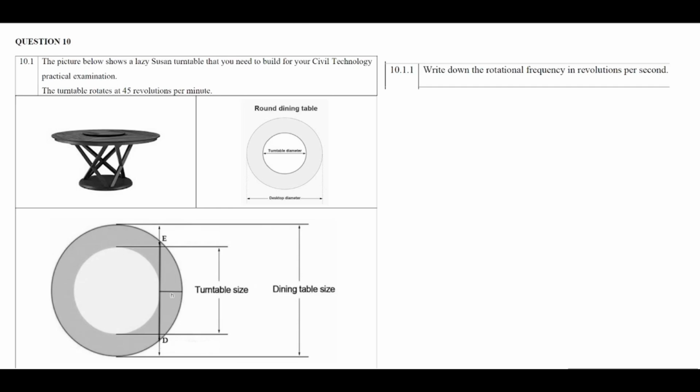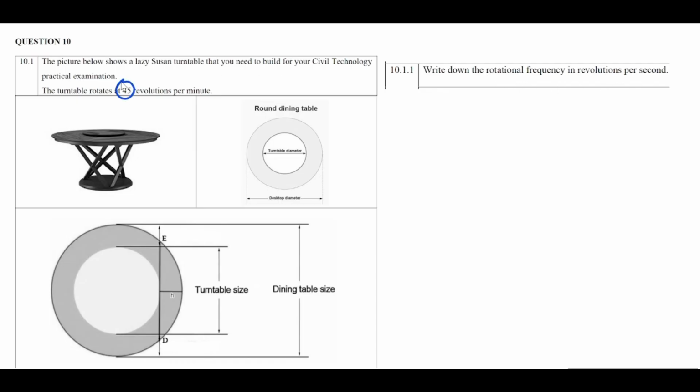Welcome back again. We are still continuing with our question paper and we are now in question number 10. They say the picture below shows a lazy Susan turntable that you need to build for your civil technology practical examination. A turntable rotates at 45 revolutions per minute. Now the first question is: write down the rotational frequency in revolutions per second.